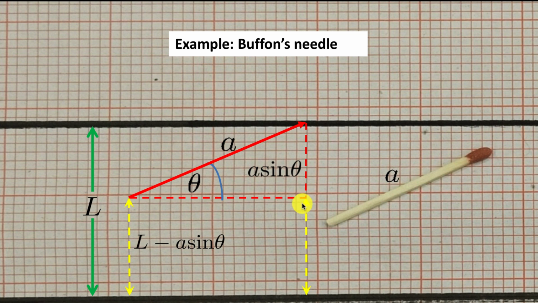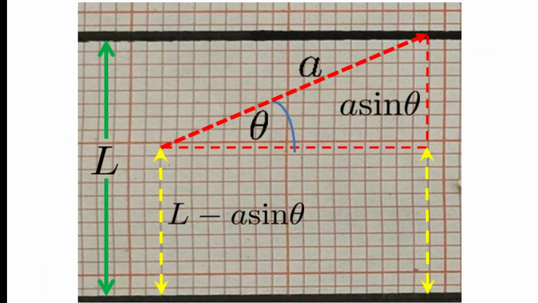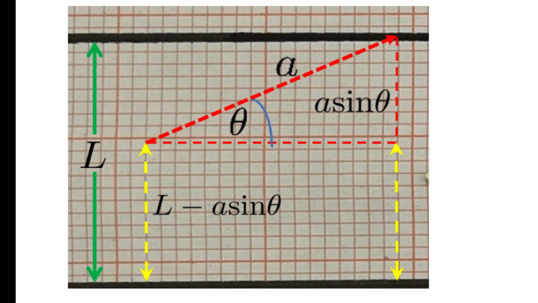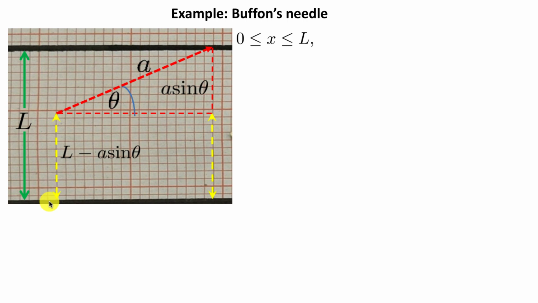But then this distance over here, from here to here, will be L minus a sine theta. So this will be the minimum value of x for crossing the upper line. Now let's look at this same diagram and get a little bit of calculation done. So as I said earlier, x will lie between 0 and L.